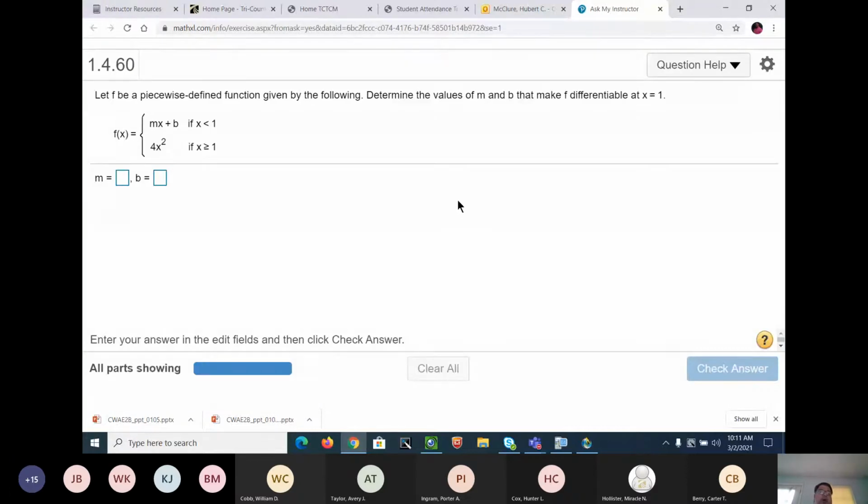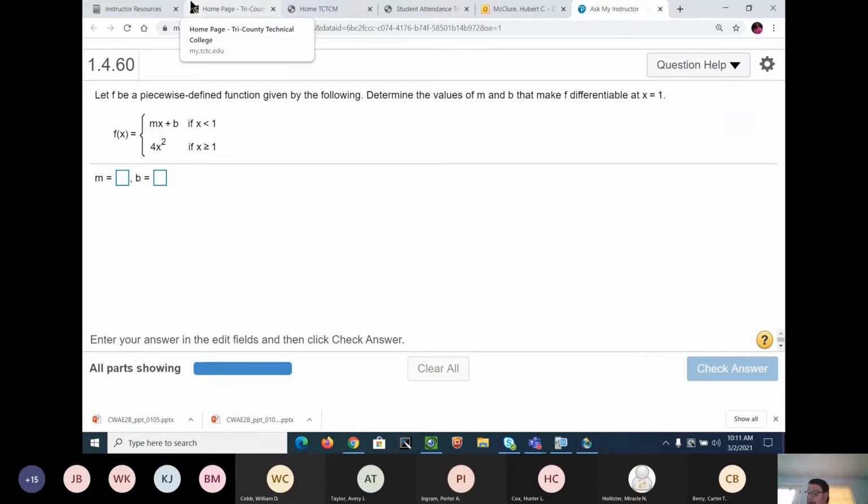All right, this is a piecewise function. Yep, that's what it says. Determine the values of m and b that make f differentiable at x is equal to 1. I tell y'all that some students can break an amble with a banana. Sometimes this book can make things more difficult than it is.